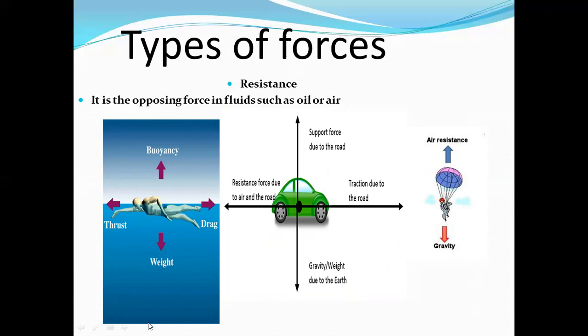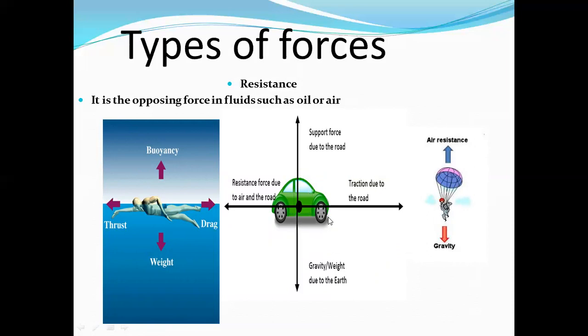Resistance is basically the friction in the case of fluids. Fluids can be oil or air, right? That is the example. Over here, the parachutist is falling vertically downward with constant speed. One force is the weight, which is acting downward. The other is the force exerted by the air molecules on the parachute in the upward direction, and that force is said to be the air resistance.